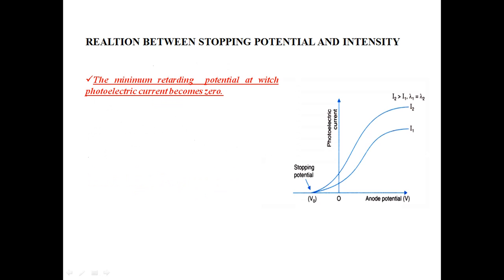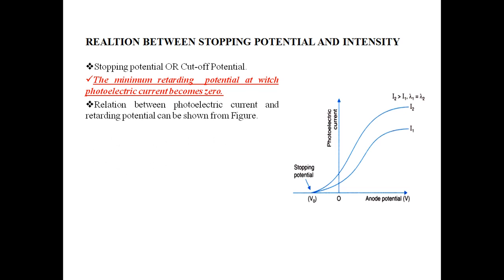Relationship between stopping potential and intensity. Now we will discuss the relationship between intensity and stopping potential. Stopping potential is also called cutoff potential, and it is the minimum retarding potential at which the photoelectric current becomes zero.